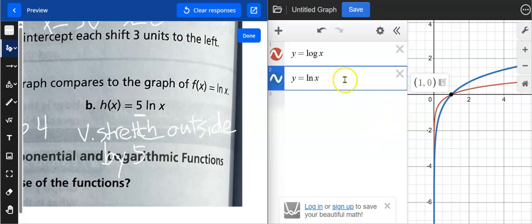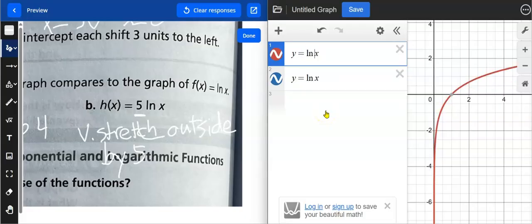Now, what's that going to do to this graph? Here, we'll come up here and change this one. We'll make this ln. And then vertical stretch by 5. Did one point stay the same? What point? The x-intercept. Right? Because what's the y value of the x-intercept? 0. And when you take 5 and you multiply it by 0, what do you get? Still 0.